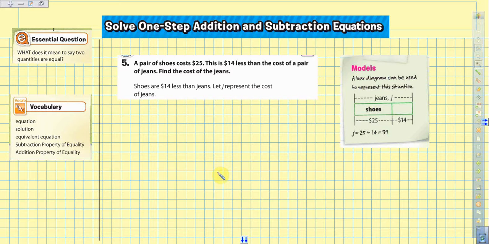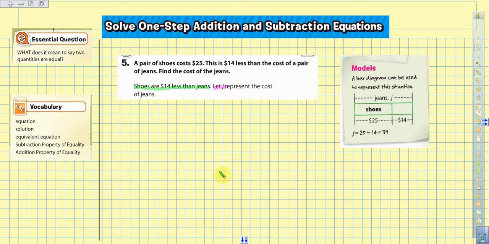Okay, you should have answered those two questions. Let's move on. A pair of shoes cost $25. This is $14 less than the cost of a pair of jeans. Find the cost of jeans. Okay, so a couple of things here. First thing is words. We're looking at our words. Shoes are $14 less than jeans.